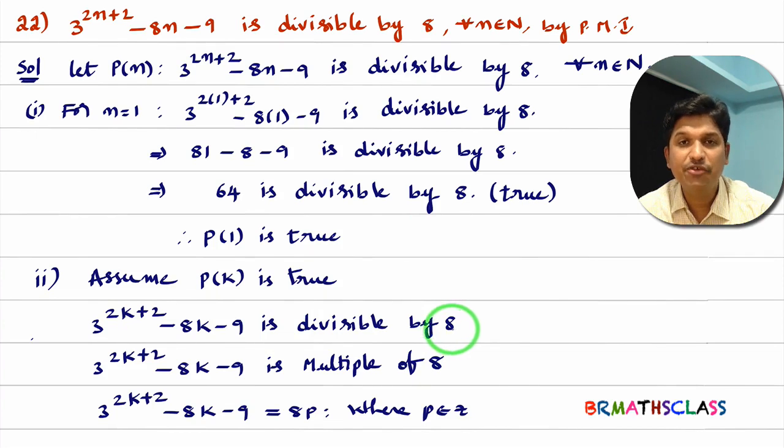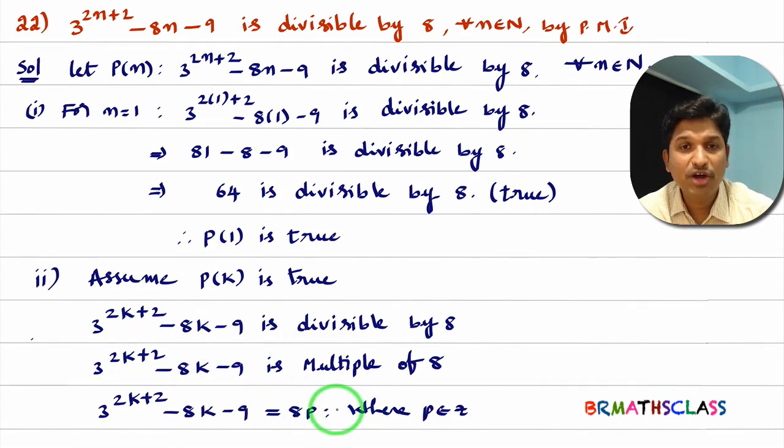If a number is divisible by 8, definitely it is a multiple of 8. For example, you take 24. 24 is divisible by 8. Yes, of course. You can observe that 24 is a multiple of 8 also. Like that, 64 is divisible by 8. When it is divisible by 8, we can easily write that it is a multiple of 8 also. So here, this expression is divisible by 8. It means that this expression is a multiple of 8 also. So what can I write? I can write this expression as 8 into some integer.